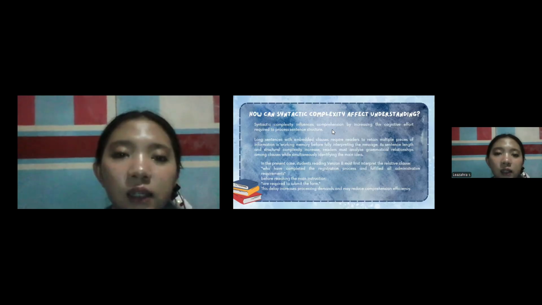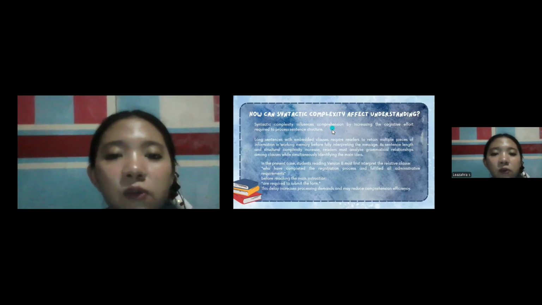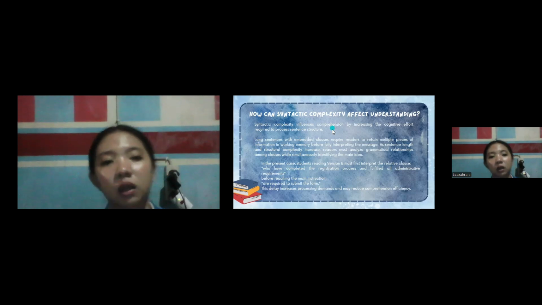How can syntactic complexity affect understanding? Syntactic complexity influences comprehension by increasing the cognitive effort required to process sentence structure. Long sentences with embedded clauses require readers to retain multiple pieces of information in working memory before fully interpreting the message.